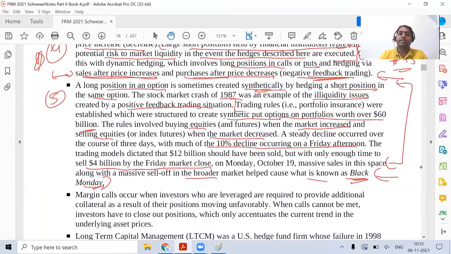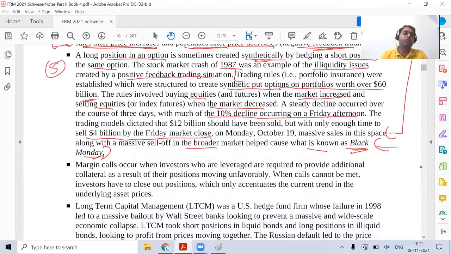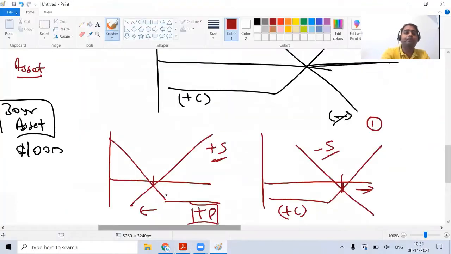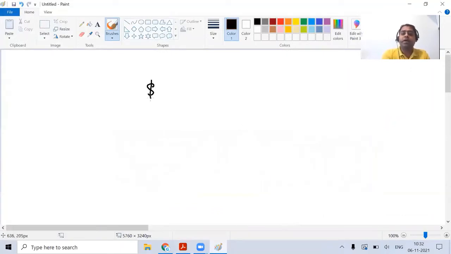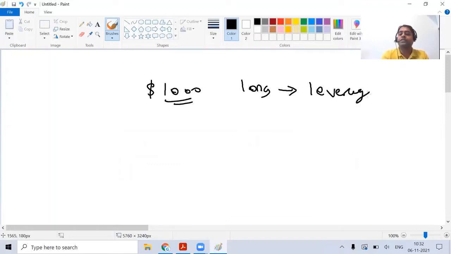Let us go to the next situation. Mark this next situation also as star. Margin call situation. Now think about a scenario where you have bought an asset, you have taken a long position in an asset of $1,000, and all of this is through leverage, or the majority of this is through leverage. That means suppose you have bought it through margin trade.